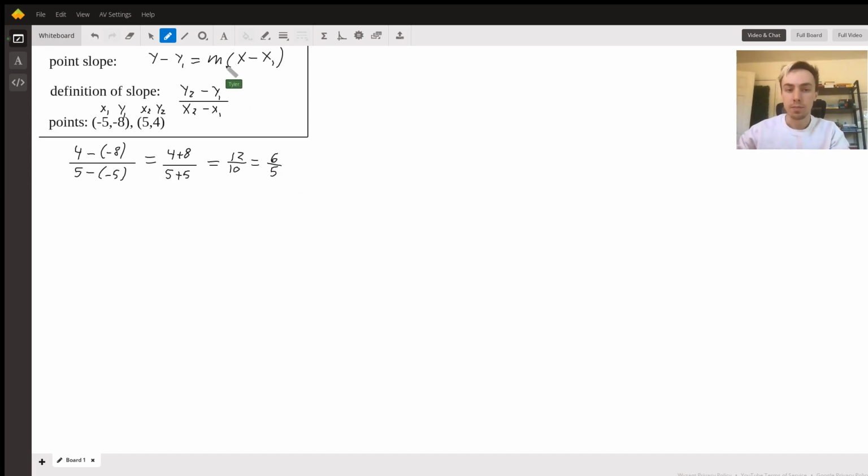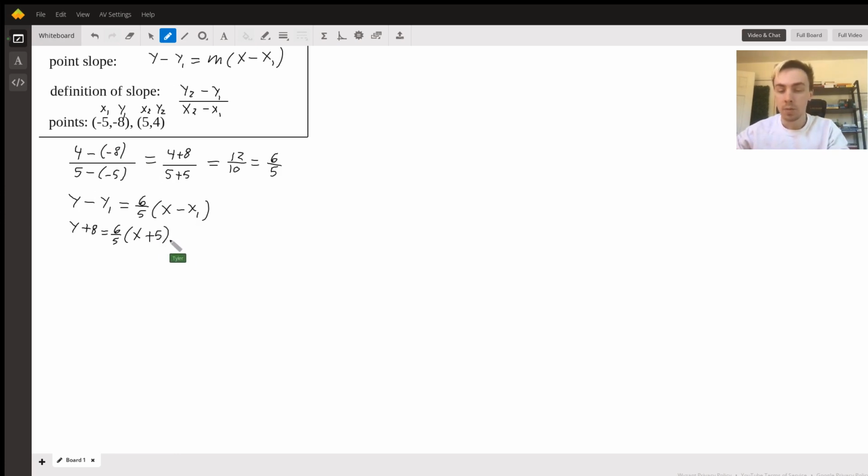And now we can substitute that in. So we have y minus y1 equals 6/5 times x minus x1. We know what these values are, y1 and x1, so we can substitute those in. y1 is -8, so this is y minus a -8. Now minus a negative becomes plus, so this is y plus 8 equals 6 over 5 times x minus x1. x1 is -5, so minus -5 is plus 5.